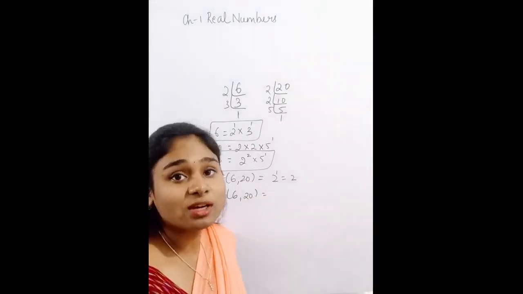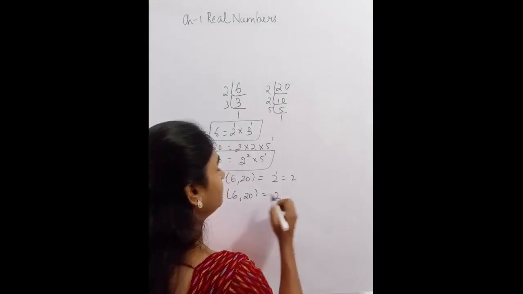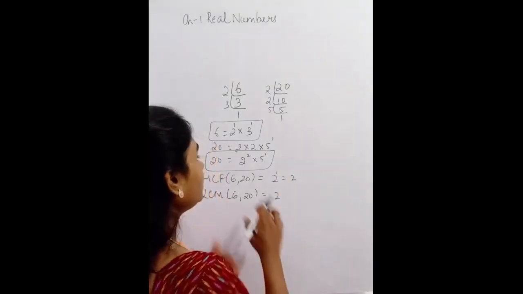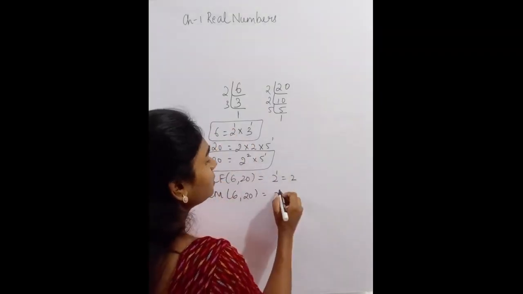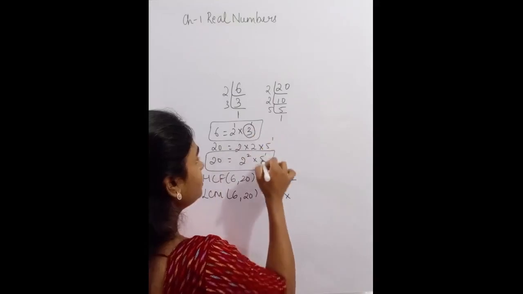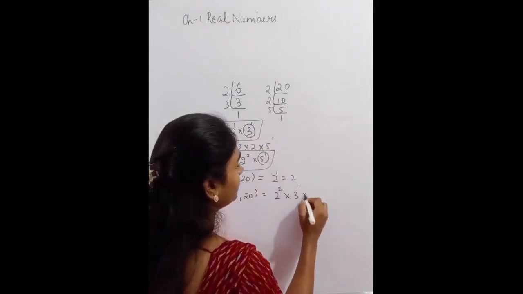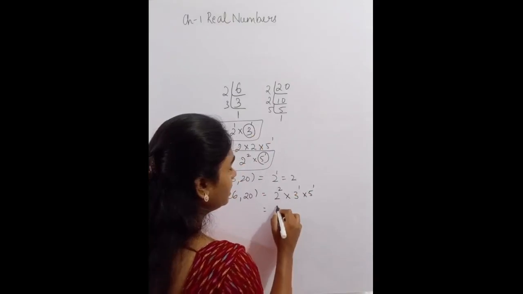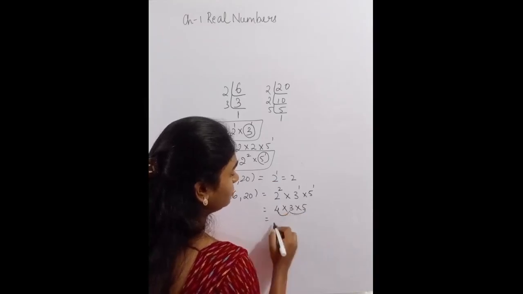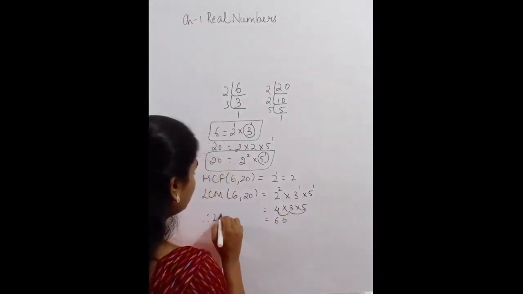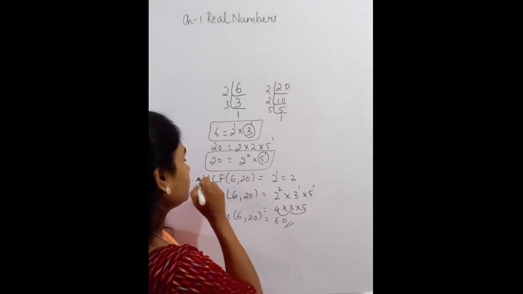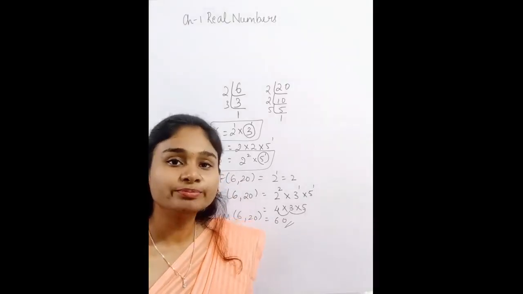Now the LCM. Again I have to find what is common among the two. Again 2 is common, but this time I am not going to take the lowest power, because it's the LCM. So I need the highest power. Among the two, 2 square is the highest, into whatever is left, 3 power 1 and 5 power 1. So it becomes 4 into 3 into 5, which is 4 3s are 12, 12 5s are 60. Therefore LCM of 6 and 20 is equal to 60 and HCF of 6 and 20 is equal to 2.